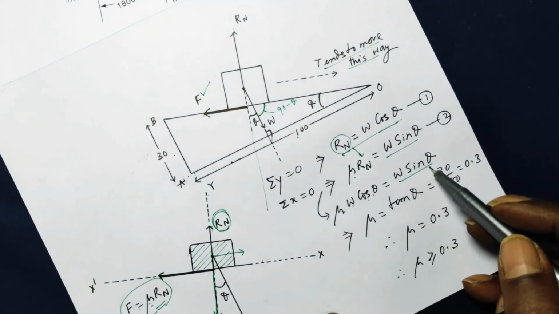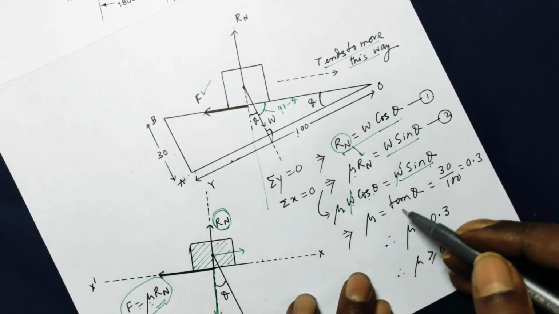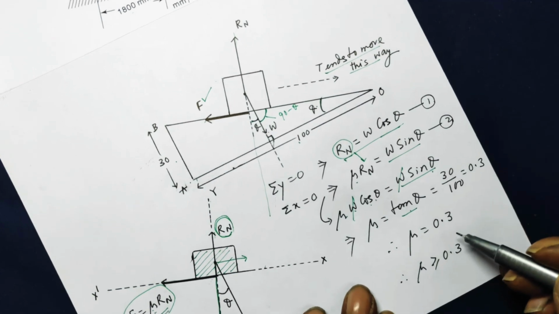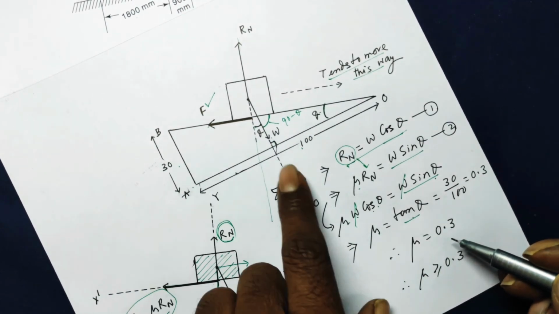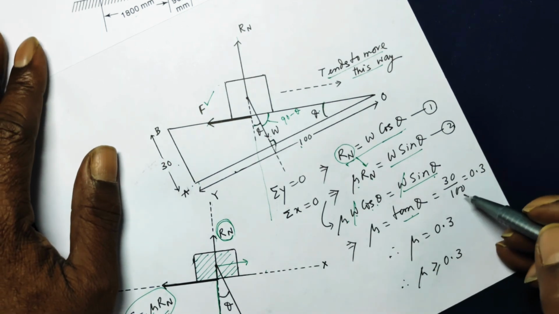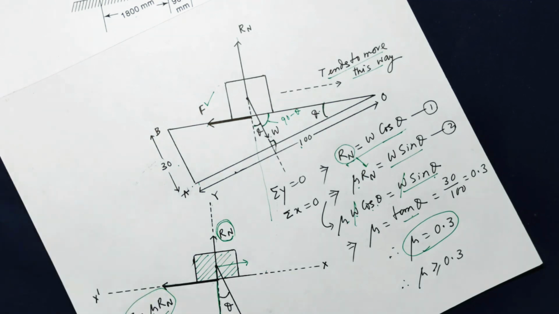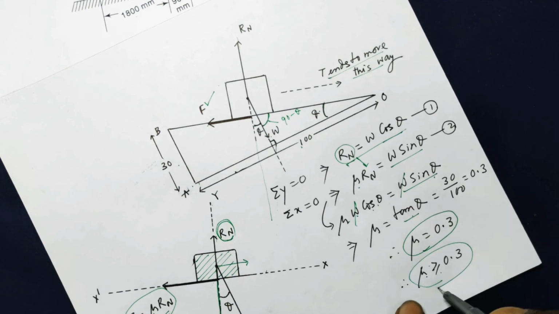Take cos theta to the right hand side. W cancels. We are left with mu is equal to tan theta. And tan theta you can well see from this triangle as perpendicular over base, 30 over 100, that is 0.3. So mu is equal to 0.3. So the minimum value of mu is 0.3. So mu should be greater than or equal to 0.3.